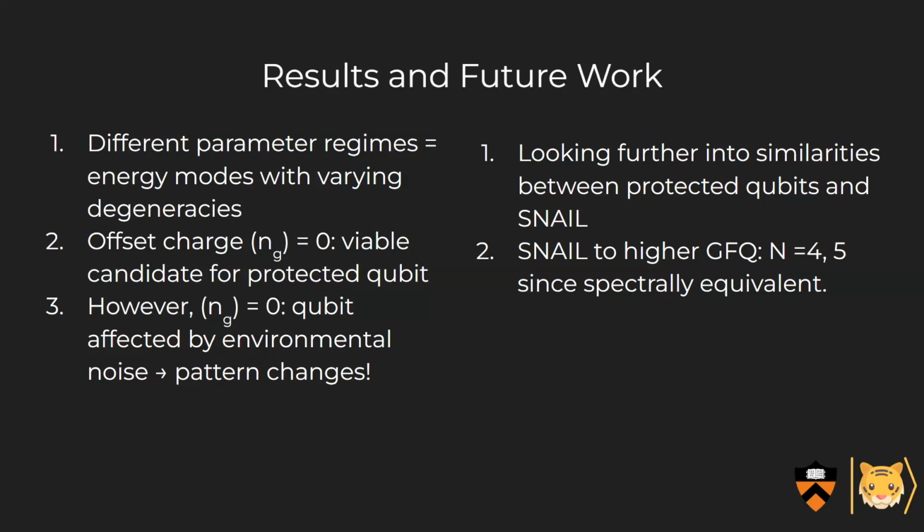But in both cases, it seems like an interesting potential to look into, and we want to look into n equals 4 and 5. But they are known to be spectrally equivalent, so we are expecting similar things. We will look further into the similarities between protected qubits and SNAIL, and which protected qubits it is similar to.